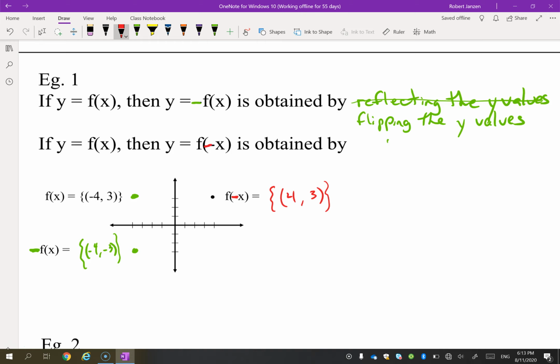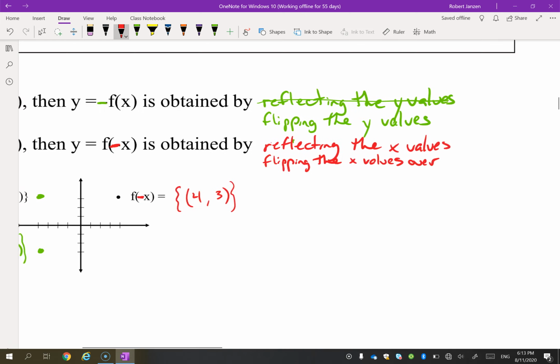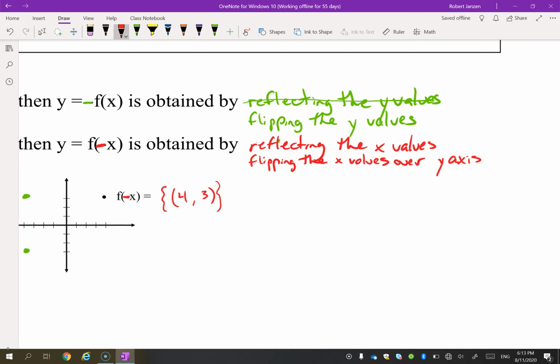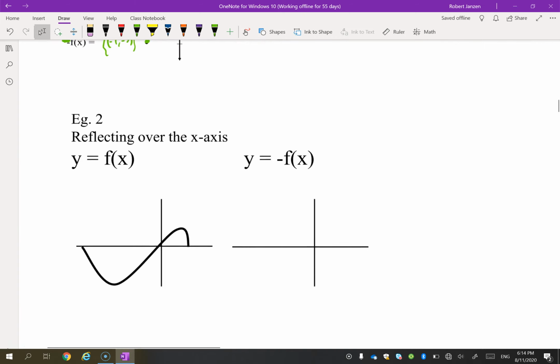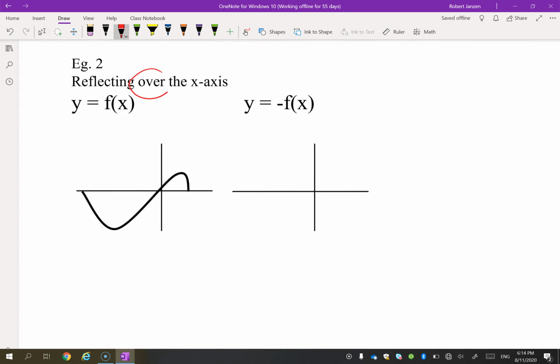Okay? On the other hand, if we put a negative inside the function, we're either going to reflect the x values. Okay, and again, if you don't like that, you can say flipping the x values, and you could say over the y-axis. Okay, there's lots of ways to say that. So let's try one here. Reflecting over the x-axis. Again, sometimes we say reflecting in the x-axis. Okay, what does it look like? It looks like this. There's a negative outside the function.